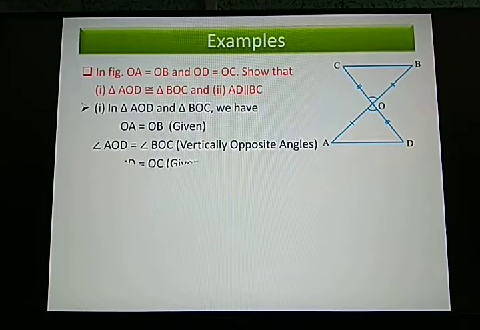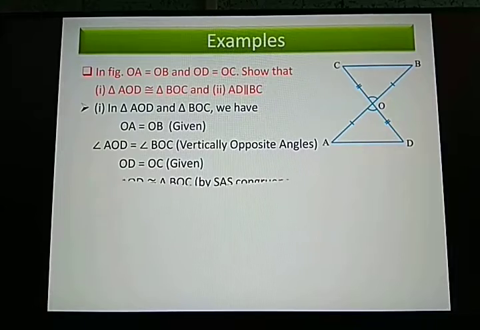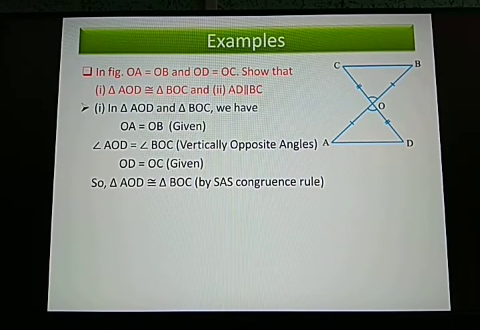Again, we are given that OD is equal to OC. So this is also given to us. So now clearly we can say that triangle AOD and triangle BOC are congruent by the side angle side congruence rule. Clear? Now our next task is to prove that AD is parallel to BC.